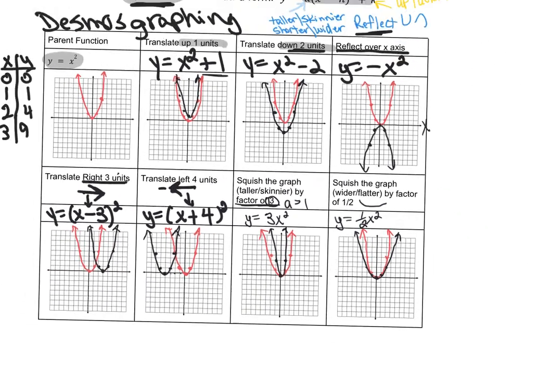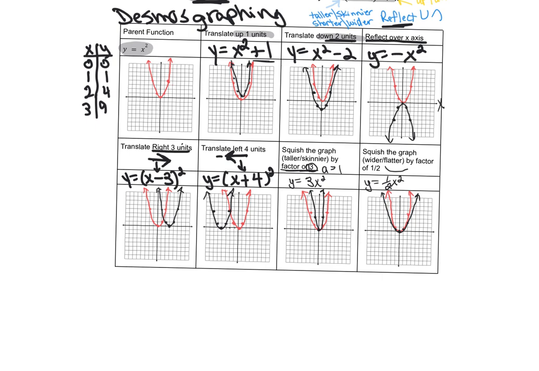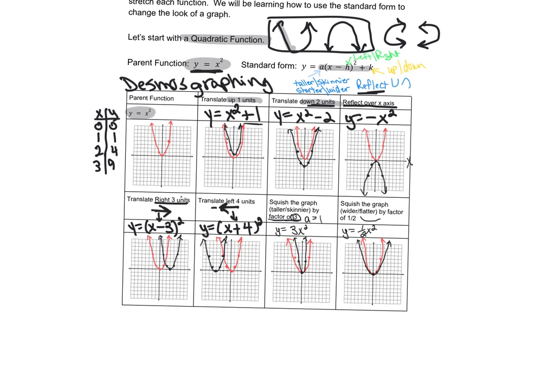Okay, so that's how the equation works. Things that are inside of the parentheses move it left and right. Outside of the parentheses are going to make it go up and down. And then that number out in front is going to either reflect it, make it skinnier, or make it wider. Okay, so let's look at some more examples here.